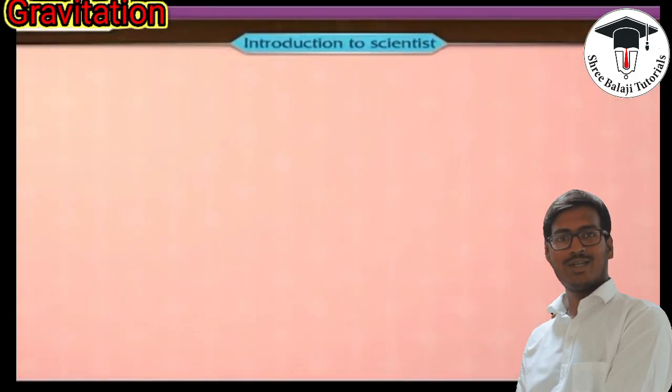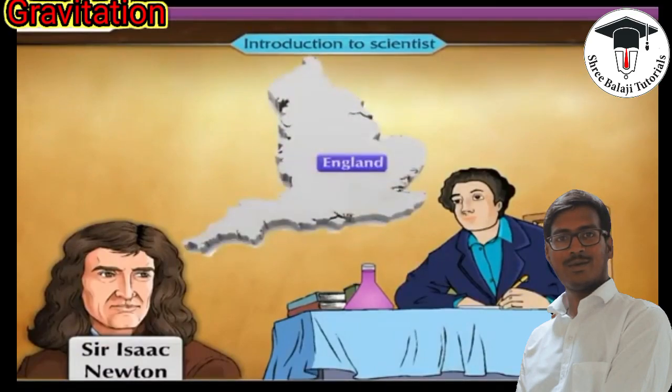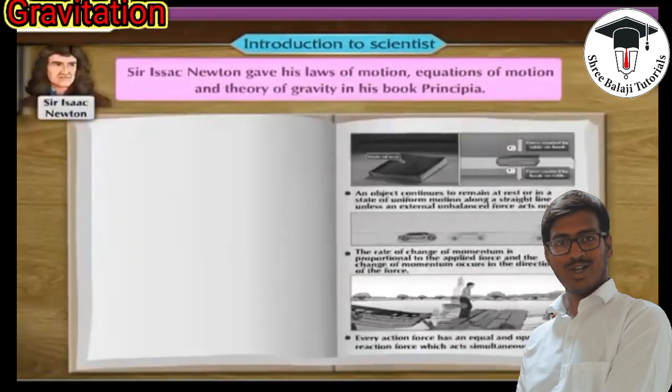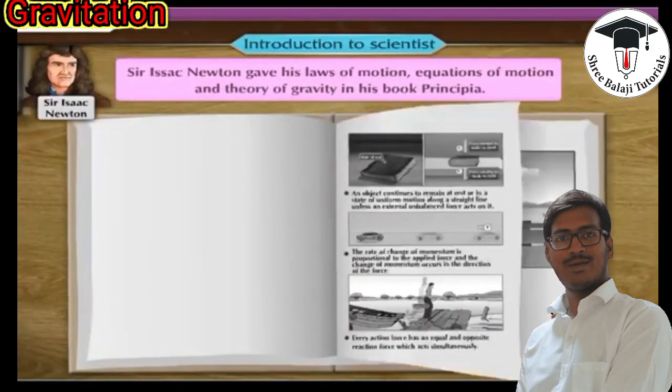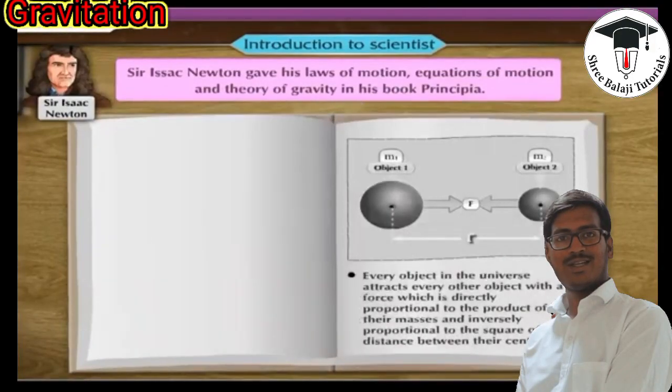Introduction to Scientist. Sir Isaac Newton was one of the greatest scientists of recent times. He was born in England. He gave his laws of motion, equations of motion, and theory of gravity in his book Principia.